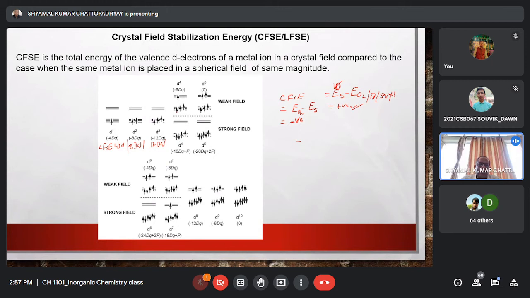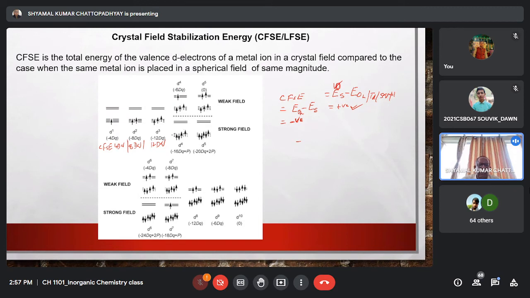Now when you go to d4, d4 to d7, we have an ambiguous case. For d4 you may have a high spin configuration where 3 electrons are in the t2g and 1 electron in the eg, so a t2g3 eg1 configuration, or you may have a t2g4 configuration. In the first configuration, the energy is minus 12 plus 6, so minus 6 Dq. The energy of the system is minus 6 Dq, and so the CFSE is plus 6 Dq.